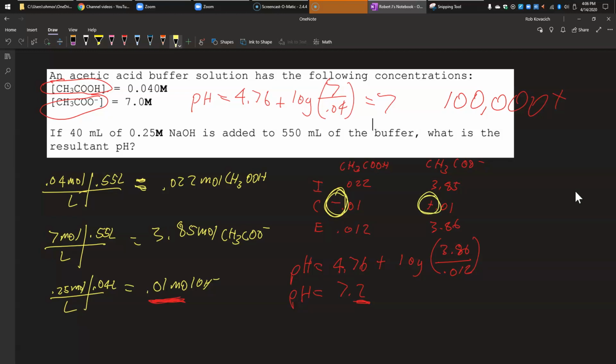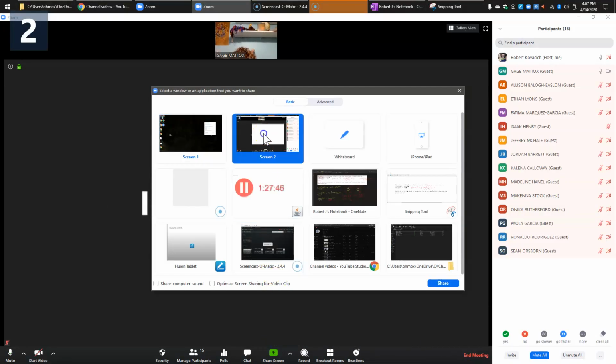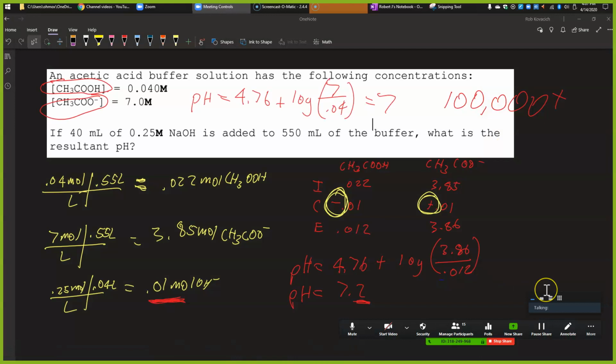Wait, I can't see anything. Sorry. Yeah, you're not screen sharing. Sorry. Screen to share.